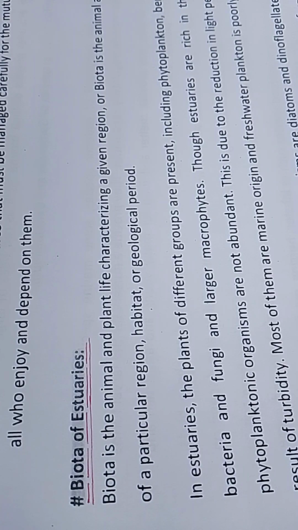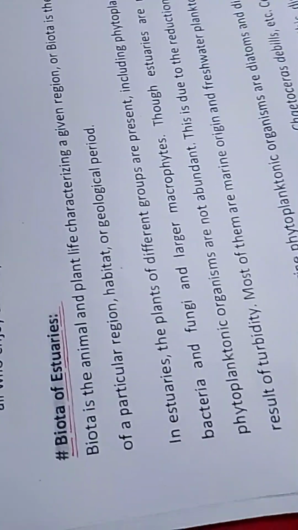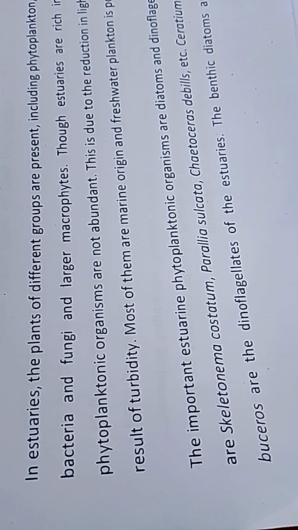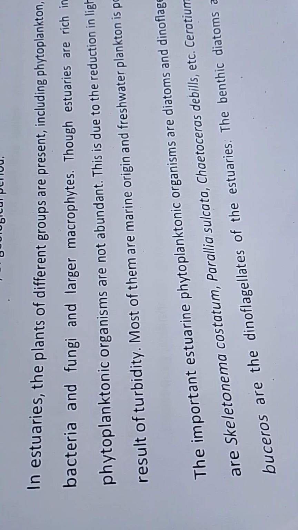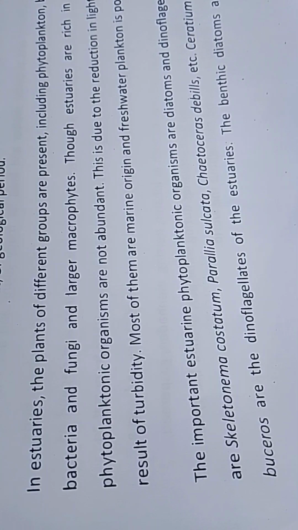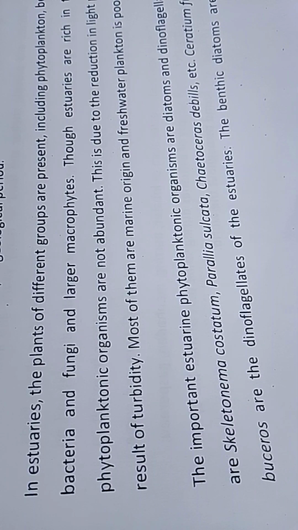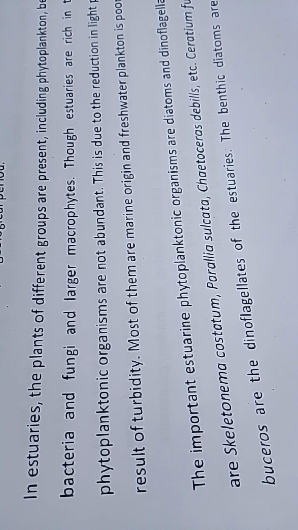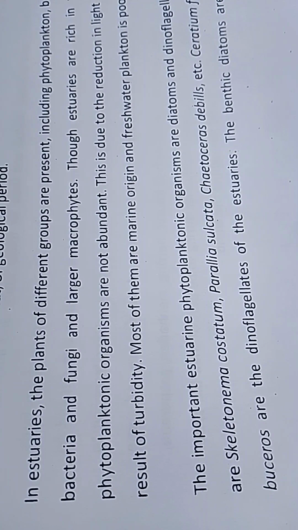Most of them are of marine origin and freshwater plankton is poorly represented. The important estuarine phytoplanktonic organisms are diatoms and dinoflagellates. The diatoms are Skeletonema costatum, Paralia sulcata, etc. Ceratium furca and Ceratium becker are dinoflagellates of the estuaries. The benthic diatoms are bottom dwelling.